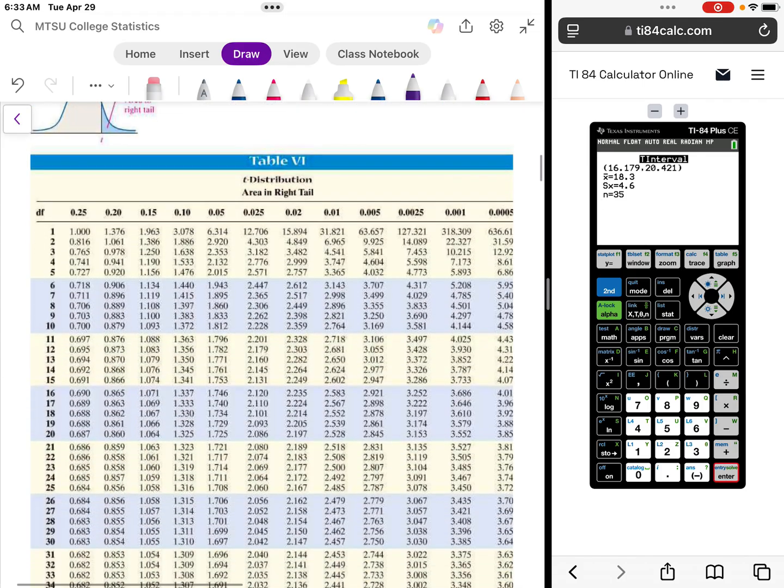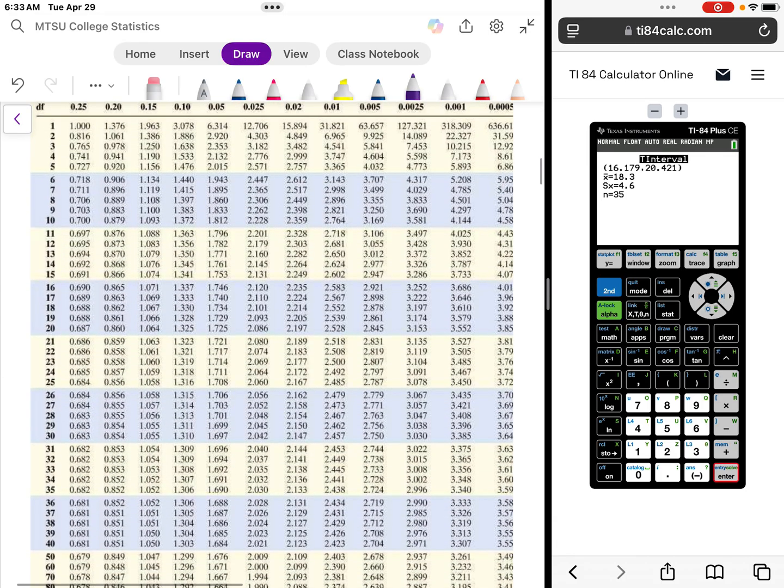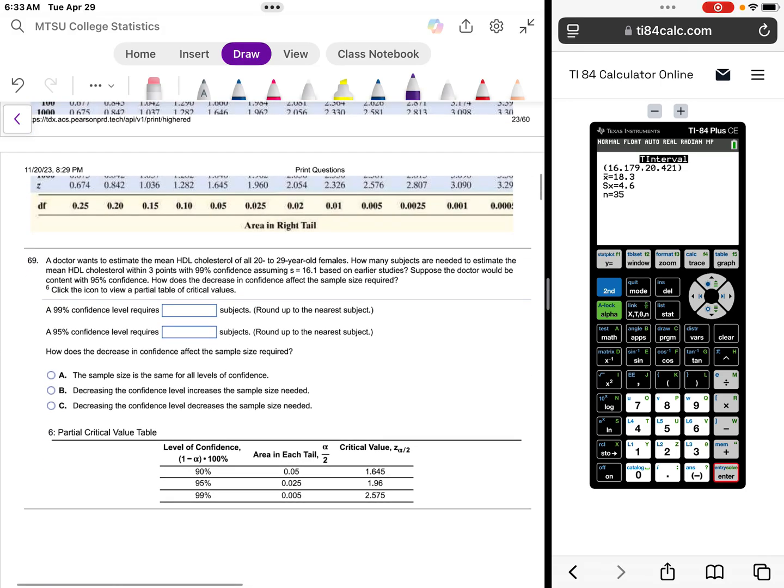All right, let's keep going here. This T chart there is if you want to use it, instead of doing the T interval formula in the calculator, you can use that to do the formula by hand if you want. So it's up to you.